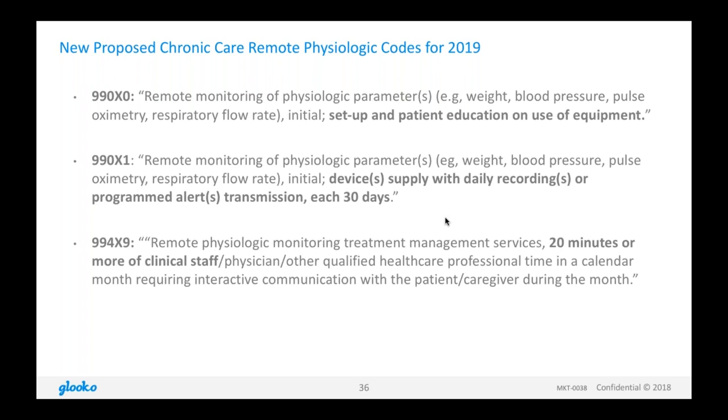The third code proposed, remote physiological monitoring treatment management services, 20 minutes or more of clinical staff, physician, other qualified healthcare professional time, in a calendar month requiring interactive communication with the patient or caregiver, and that could mean not just the patient, but you're on the phone with the patient's home healthcare nurse or mother or father during the month. Now, what is significant here, and I'm very excited about this, what they're proposing, instead of a 30-minute threshold of time for the provider to bill in a 30-day period, they have decreased that to a 20-minute threshold of time.